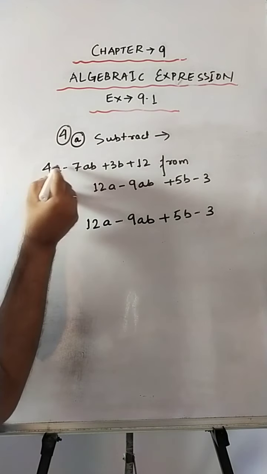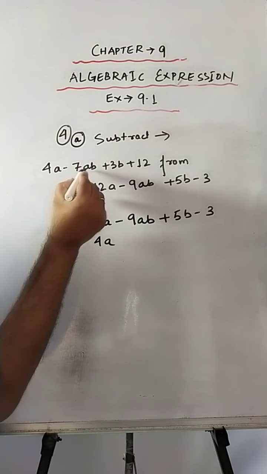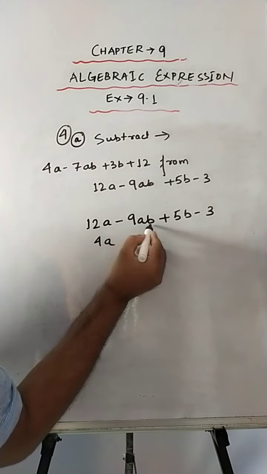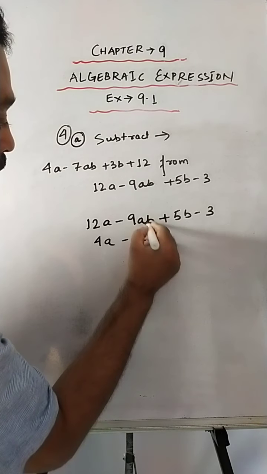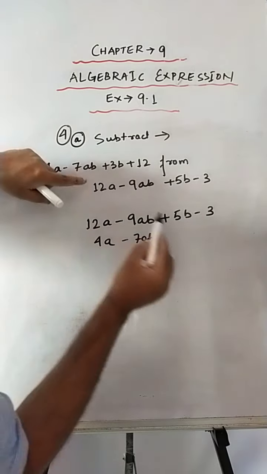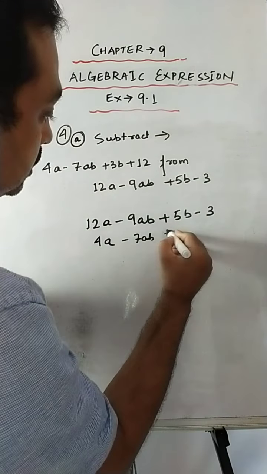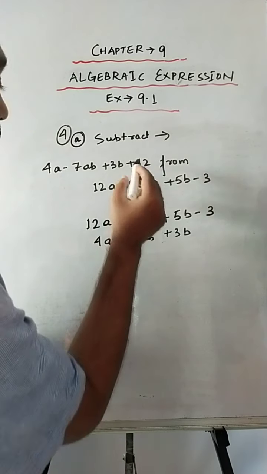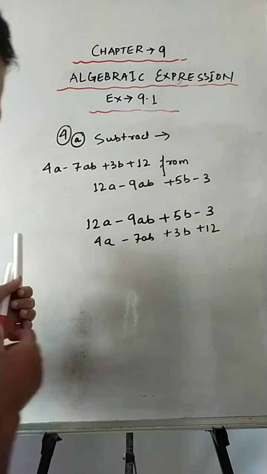So now a with a, it is plus 4a, so we'll write 4a. Now minus 7ab will be just below 9ab because these two are like terms. So you have to match up the like terms. Plus 3b, so this is b, we'll just write 3b below 5b, and the constant term we have is 12, so we'll write plus 12 just below minus 3.